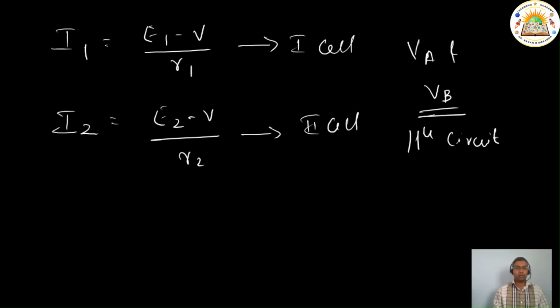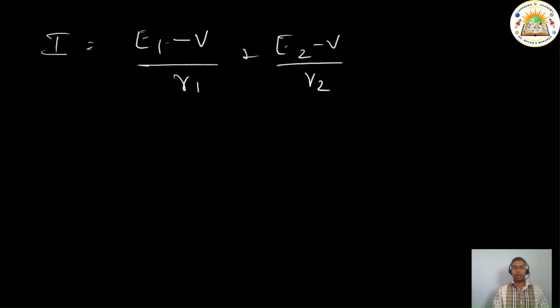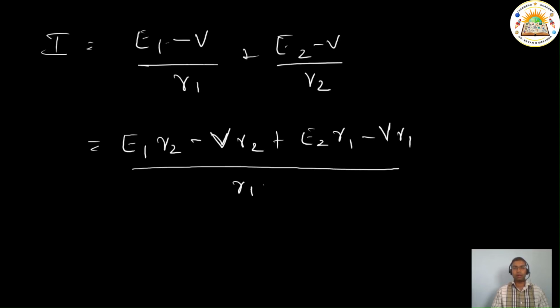Now let us substitute this in the total current. I equals I1 plus I2. So I will get I is equal to (E1 minus V) by R1 plus (E2 minus V) by R2. So let us take the LCM and solve. I will have (E1 R2 minus V R2 plus E2 R1 minus V R1) whole divided by R1 R2.